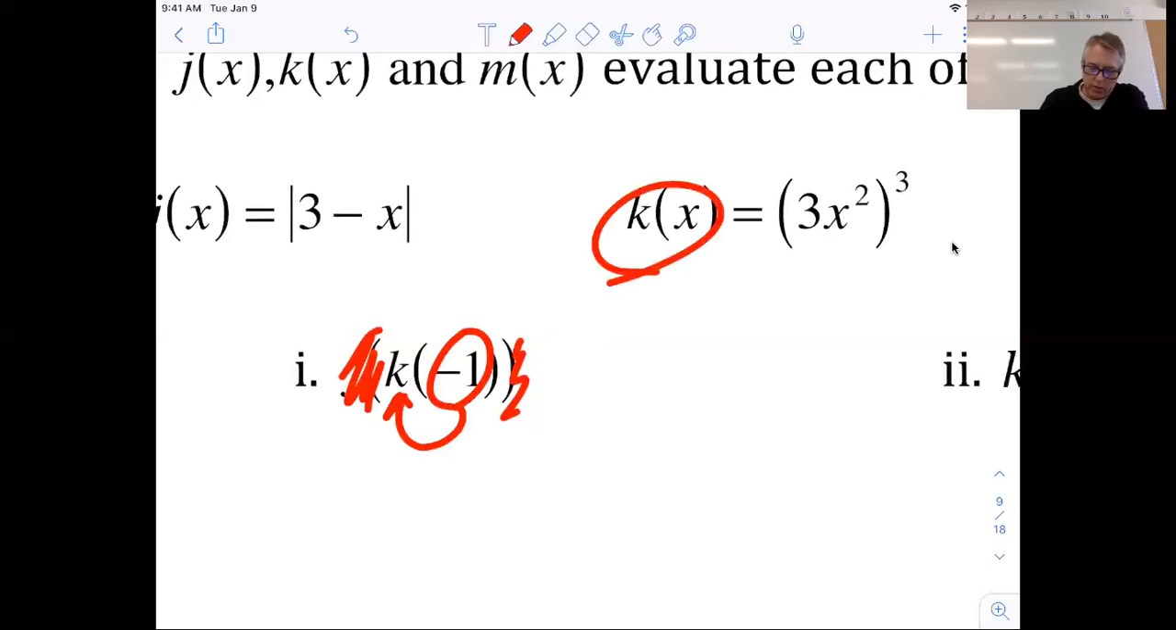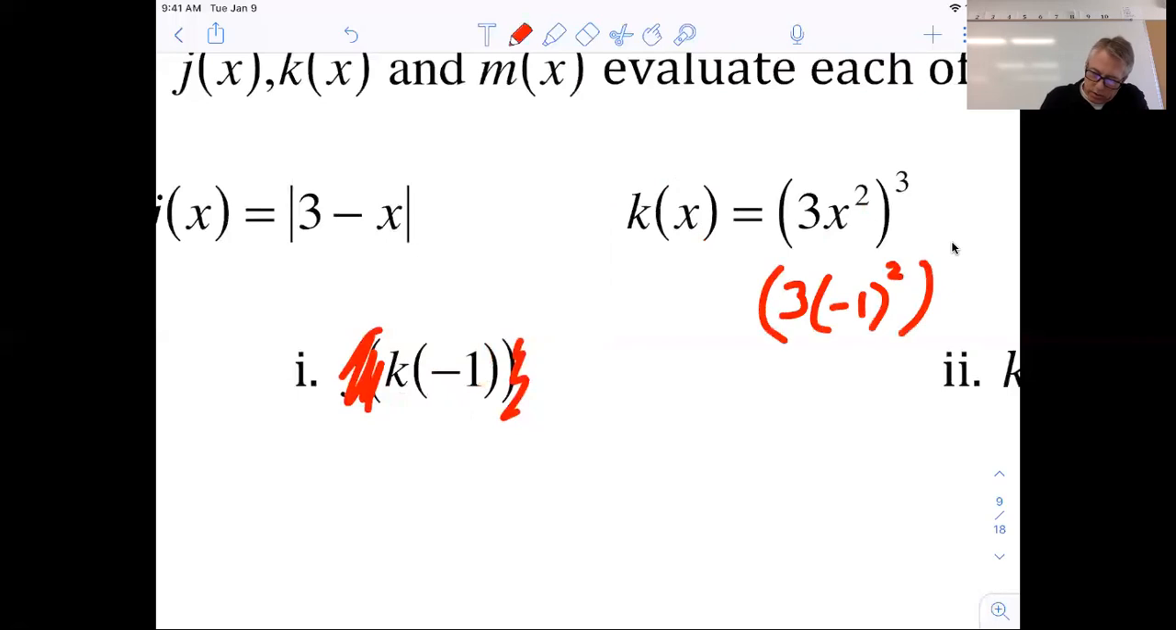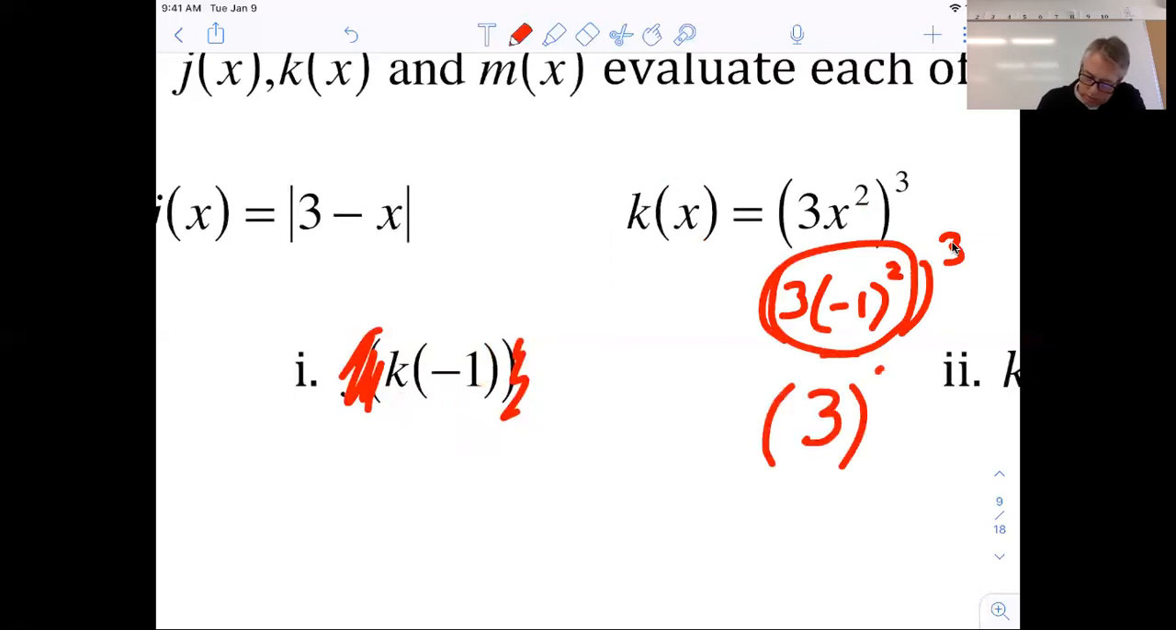So remember, that means you're going to plug -1 into k. Okay. And here is function k. So I'm going to plug -1 in for that x. So that means I'm going to do 3 times -1 squared, and then all to the third power. Well, -1 squared is 1, times 3, which is 3. So that gives me 3 to the third, which is 27. Okay. So that means that k of -1 is 27.